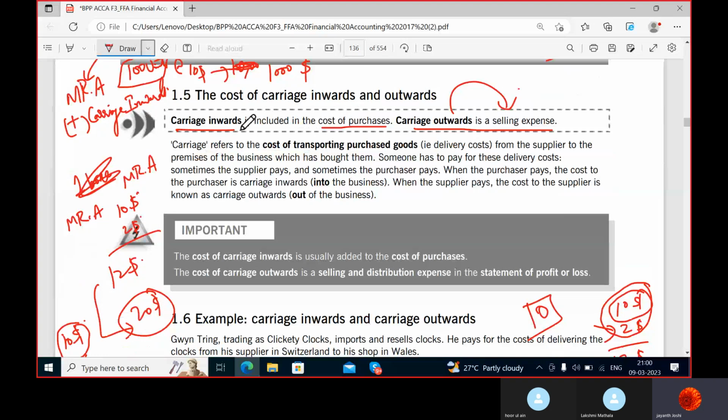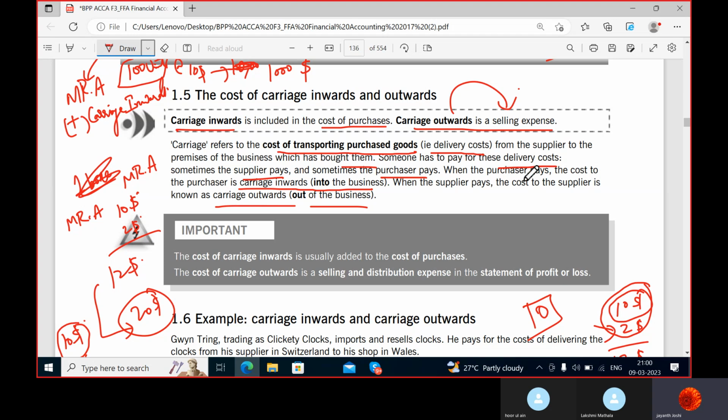It's very informative. So carriage refers to the cost of transporting purchased goods. That is the delivery cost from the supplier to the premises of the business which has bought them. Someone has to pay for these delivery costs. Sometimes the supplier pays and sometimes the purchaser pays. When the purchaser pays, the cost to the purchaser is carriage inwards into the business. When the supplier pays, the cost to the supplier is known as carriage outwards, out of the business.